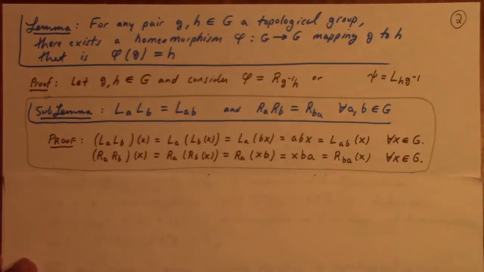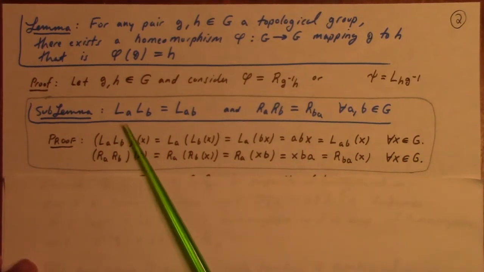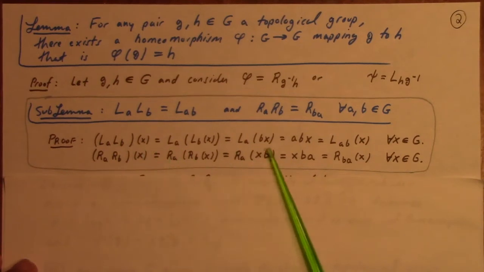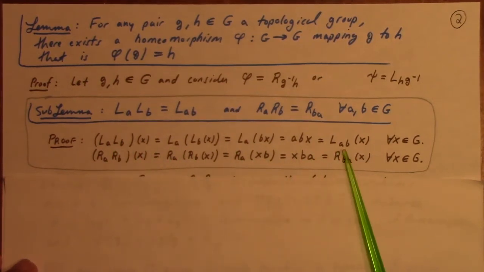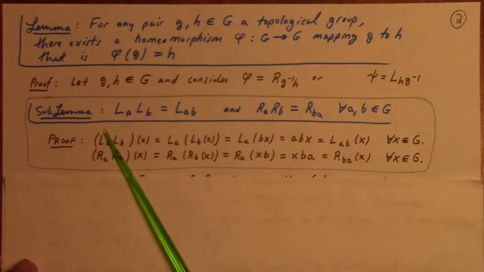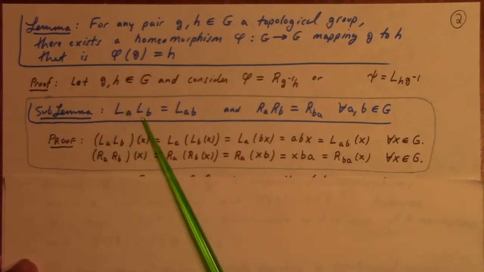Okay, so here's the proof that this is true. As you can see, it's just a straightforward application of the definition of L_A or R_A, and there it is. And since that holds for all X, this gives us an identity for the composition of maps: L_A composed with L_B is L_AB, and sometimes I omit the composition symbol.